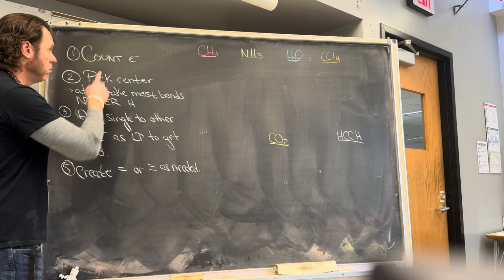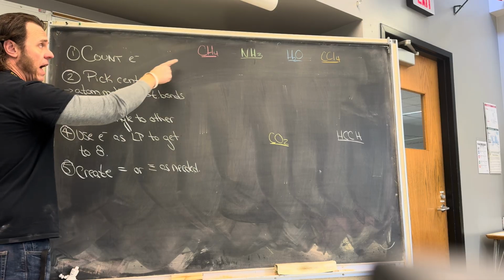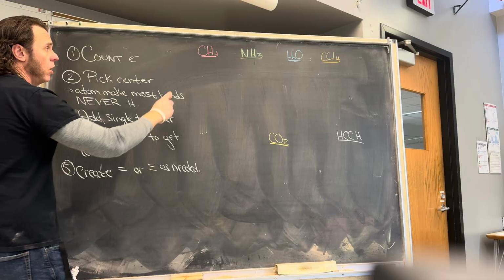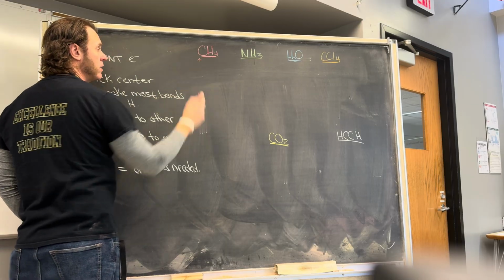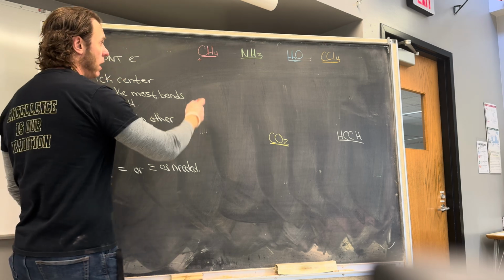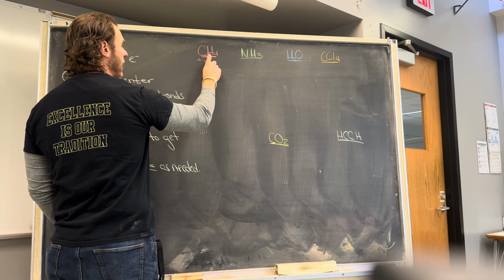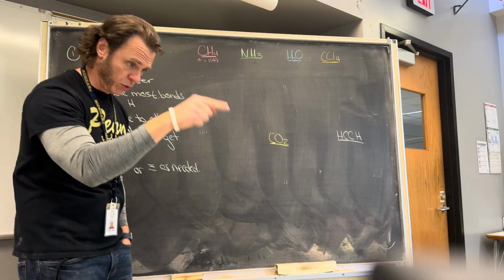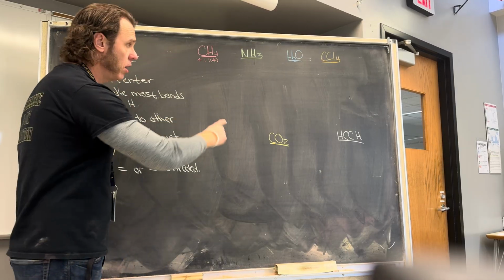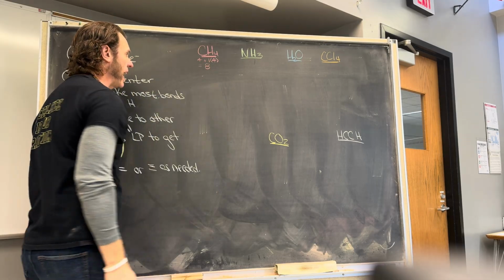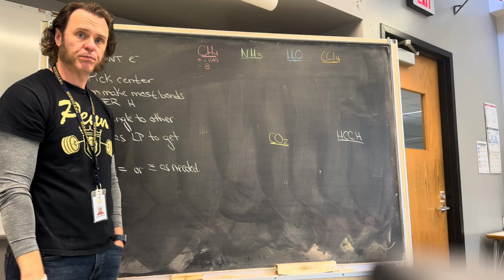Number one, we count valence electrons. I'm going to go through this with methane, that's CH4. Carbon has 4 valence electrons. Look on the periodic table. Hydrogen only has 1, but there's 4 hydrogens, so each one brings 1. We could do this math pretty good. We get 8 valence electrons for methane.